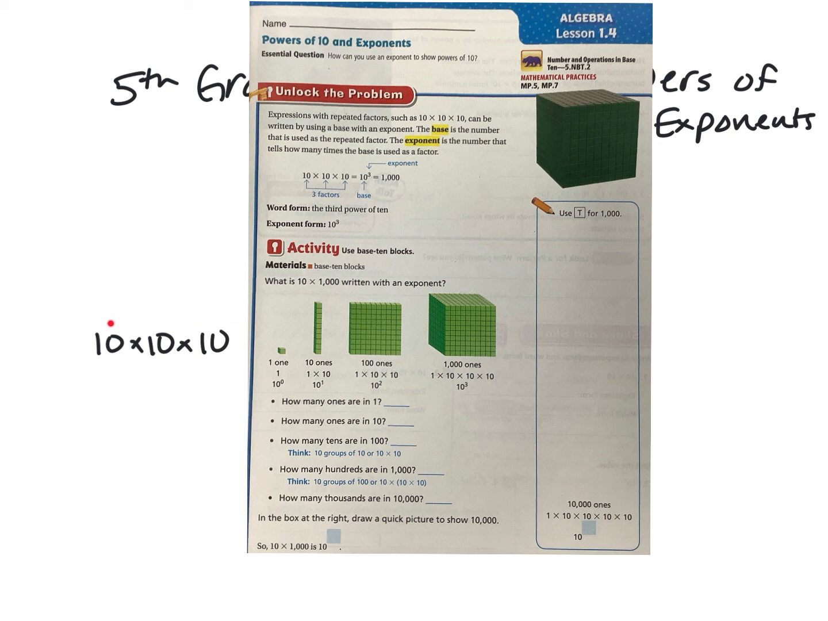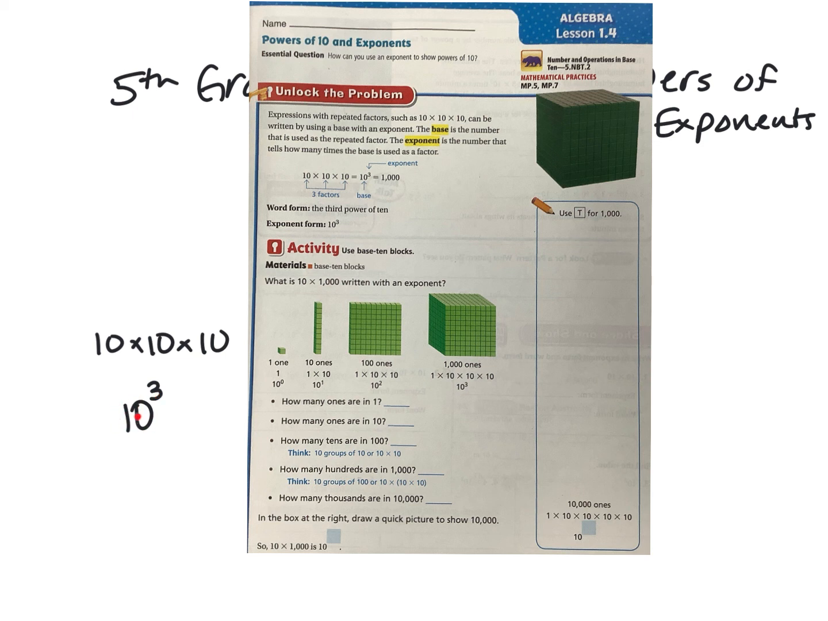So the base, of course, is the number that's being repeated. So 10, in this case, would be the base. The big number of the exponents is the base, big base. The base is the number that is used as the repeated factor. The exponent is the number that tells how many times we're using the base as the factor. So if I have 10 times 10 times 10, the 10 is repeating 3 times. So I put a little bitty 3 up here right in the corner, and this is the exponent. So the base is 10, the exponent is 3.